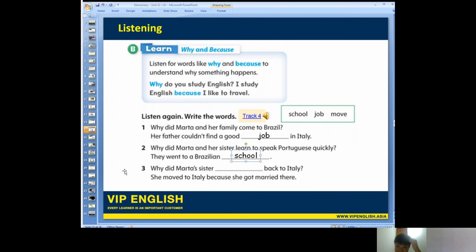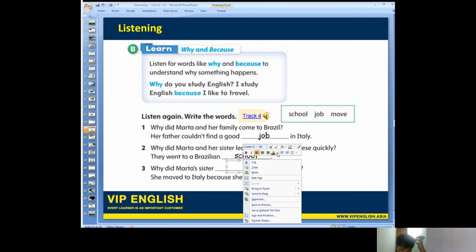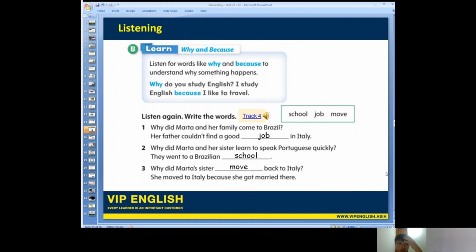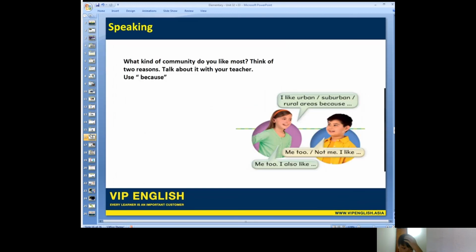Number three, last one. Why did Martha's sister move back to Italy? She moved to Italy because she got married there. Yay! So you got all the answers correct. So I think you're ready now for the next slide.